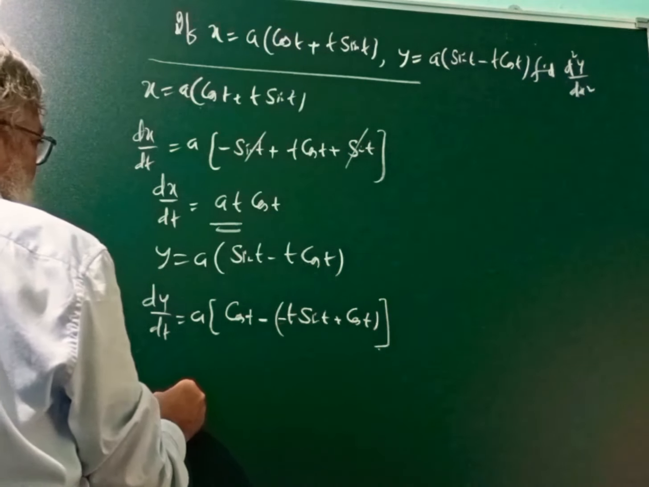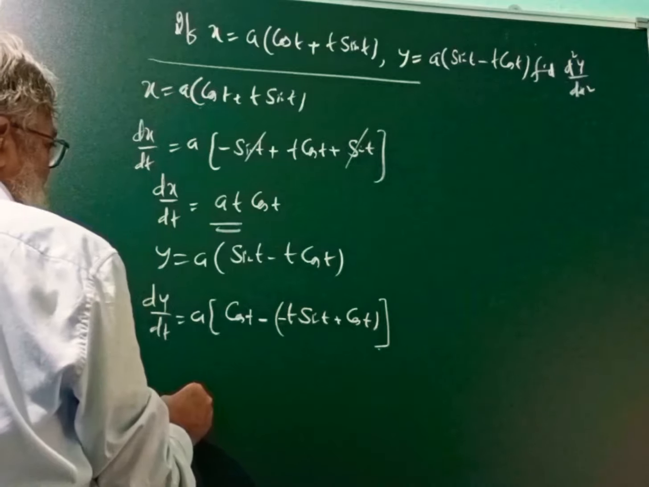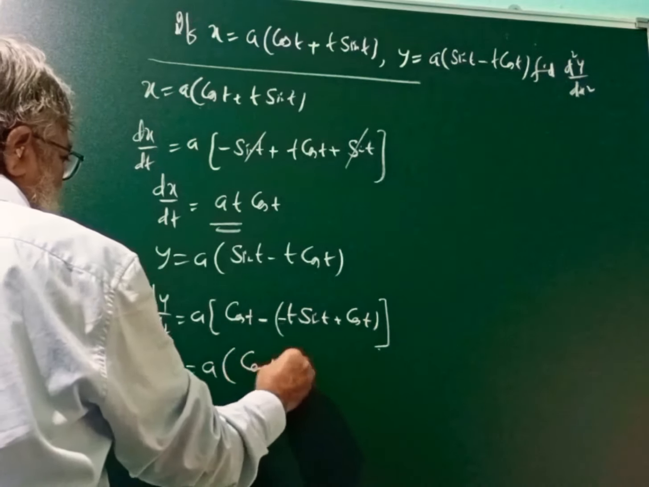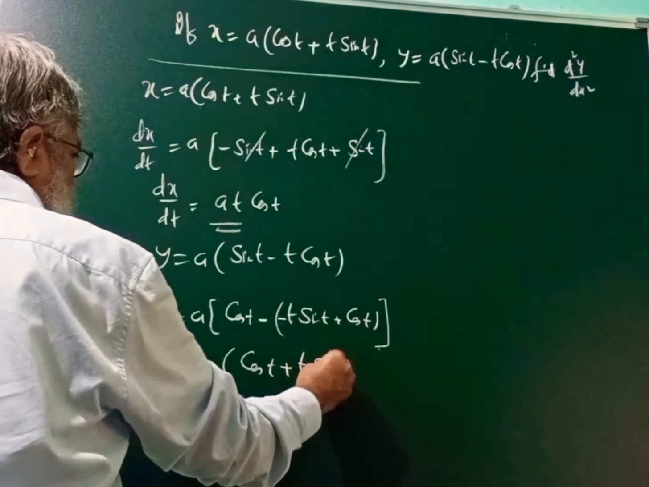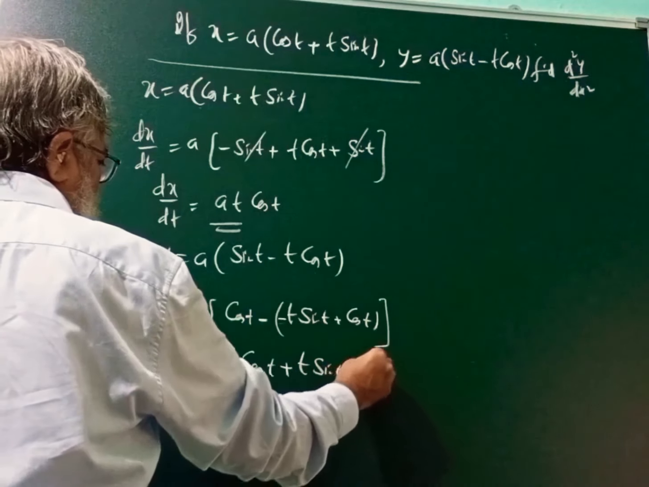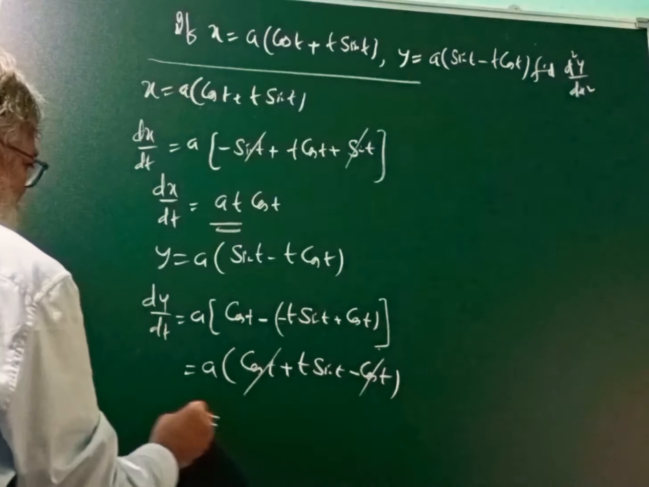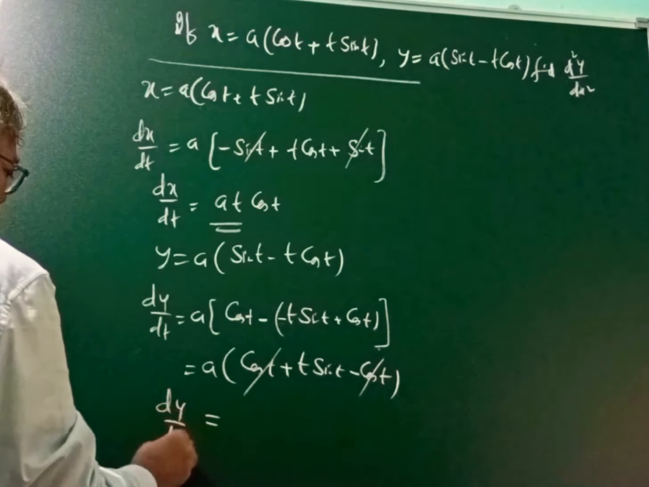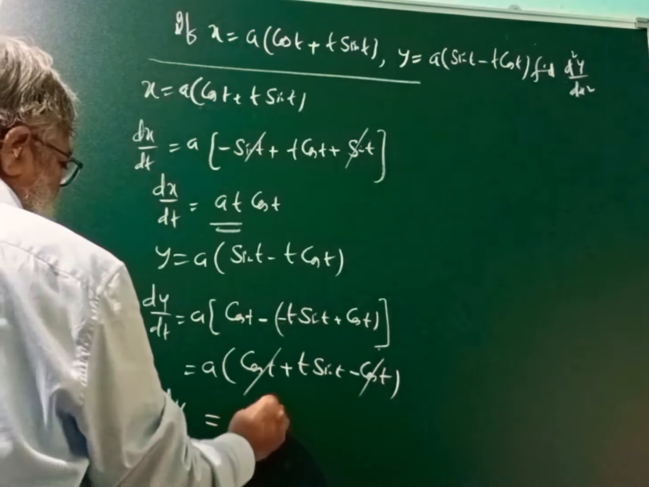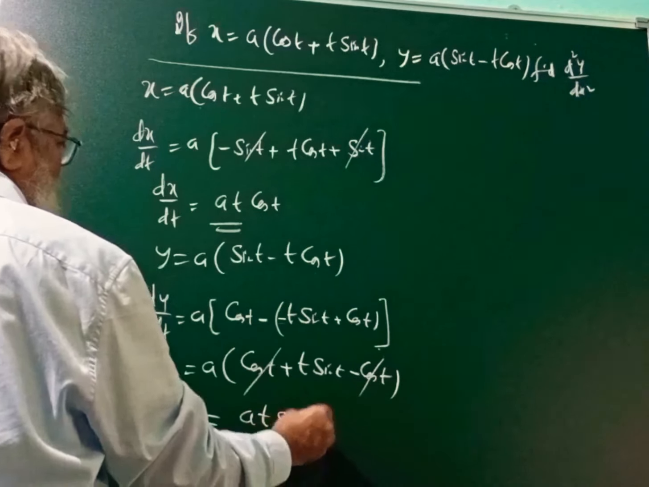Or we can write this as cos t, open the bracket, t sin t minus cos t. So you can see these two terms get cancelled because of plus minus. We have the value of dy by dx as a t sin t.